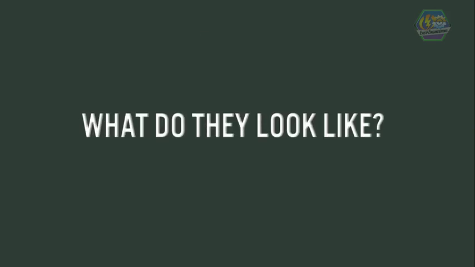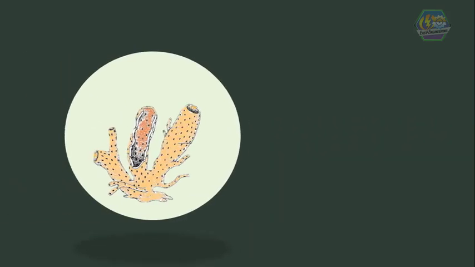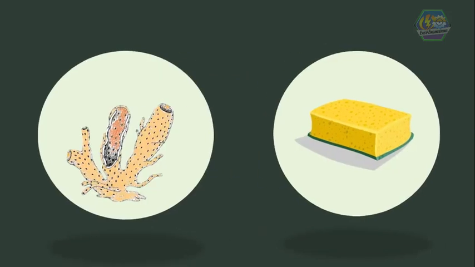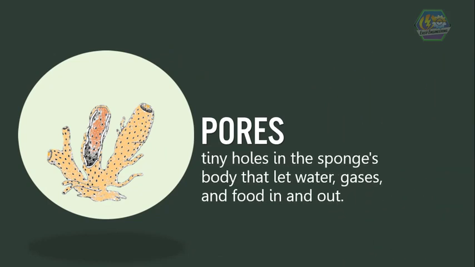So what do they look like? Their body's texture looks very much like the texture of your kitchen sponge. Both your kitchen sponge and a sea sponge get that texture from their pores. Pores are tiny holes in the sponge's body that let water, gases, and food in and out.